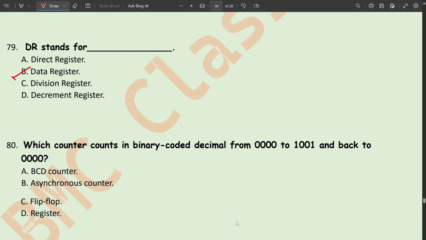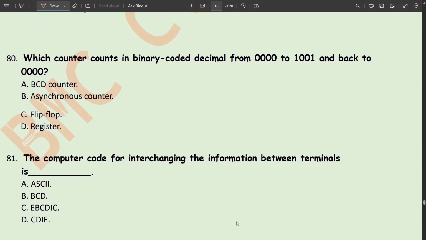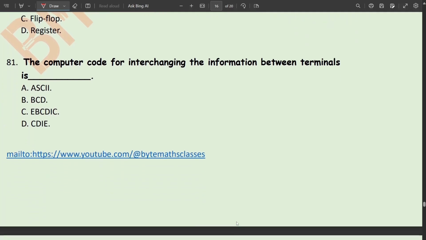Next, which counter counts in binary coded decimal from 0000 to 1001 and back to 0000? Answer will be BCD counter. Option number A is correct. Question number 81. The computer code for interchanging the information between terminals is what? Interchanging the information between terminals. So this is American Standard Code for Information Interchange. Option number A is correct.